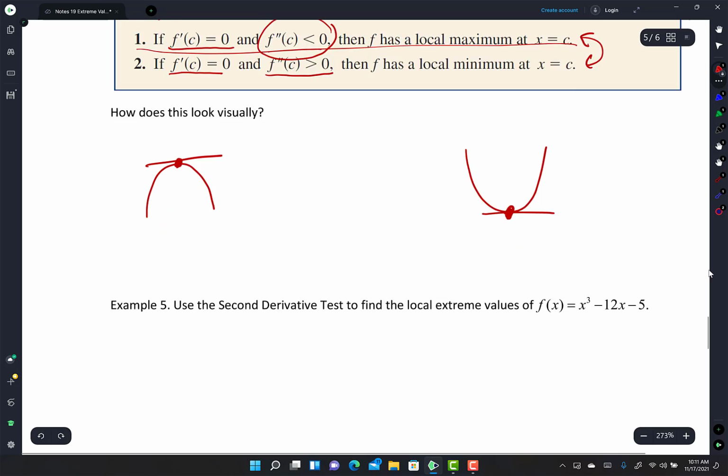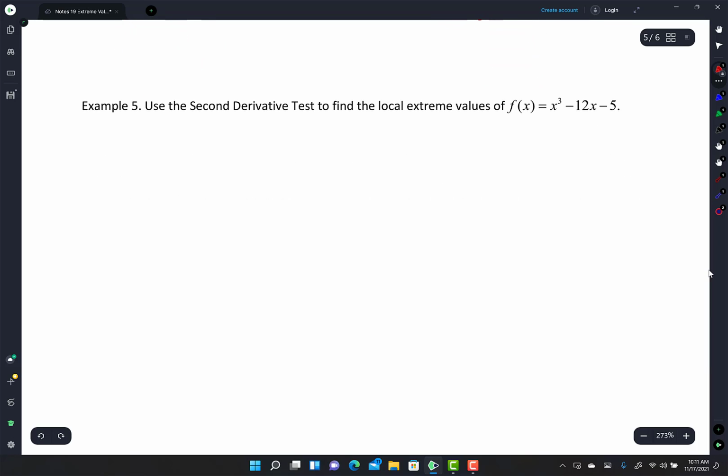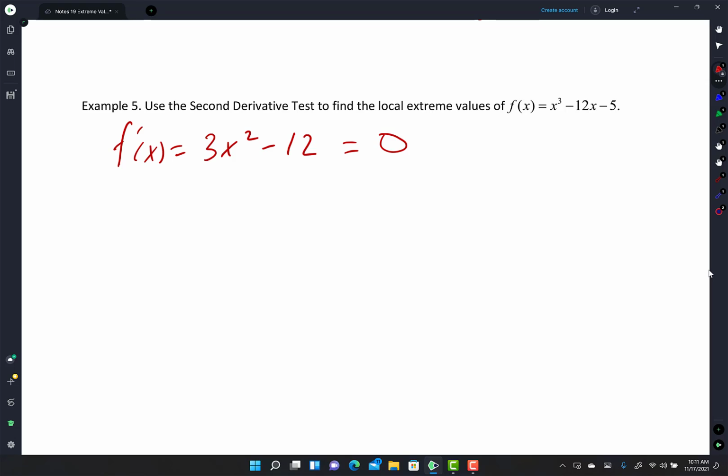Cool. So let's see if we can use the second derivative test to figure out what these local extreme values are. Use the second derivative test to find the local extreme values of the given function. First, I'm going to take my first derivative: f prime of x equals 3x squared minus 12. And before I do my second derivative, I'm going to set that equal to 0 and find my critical numbers. Your critical numbers you get from the first derivative. Yep.